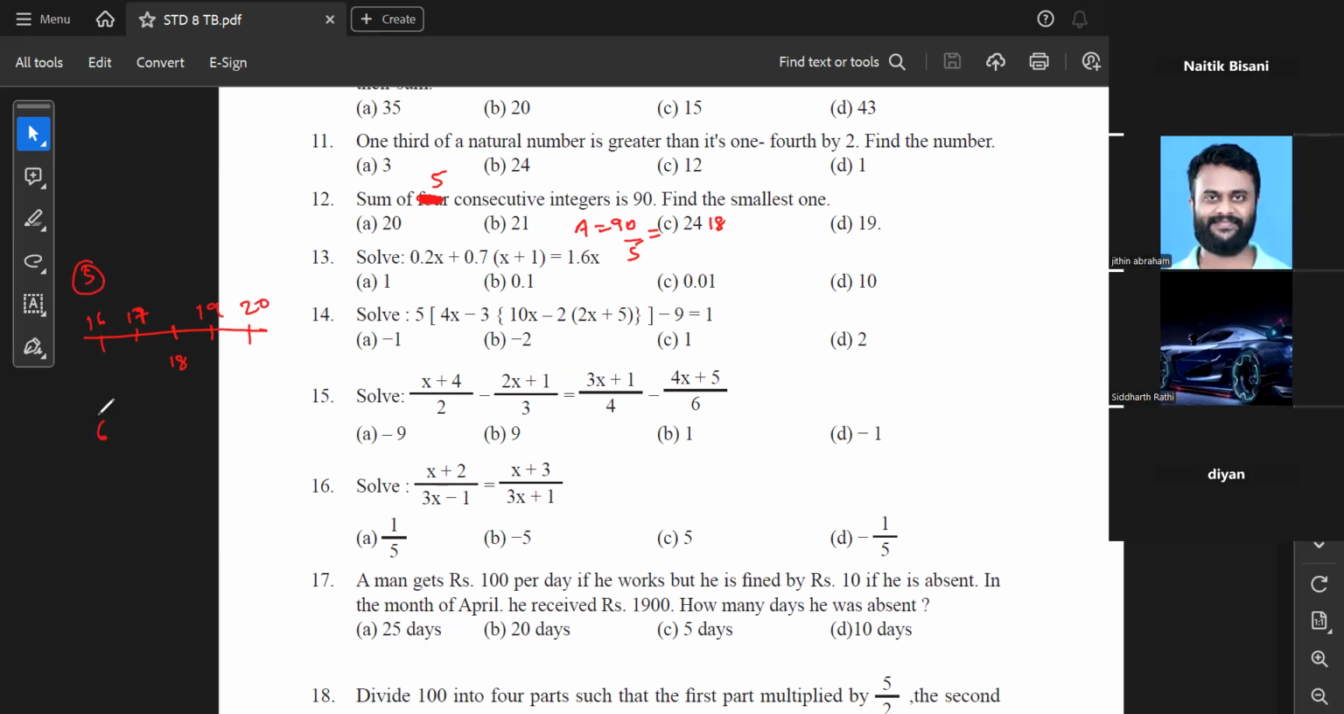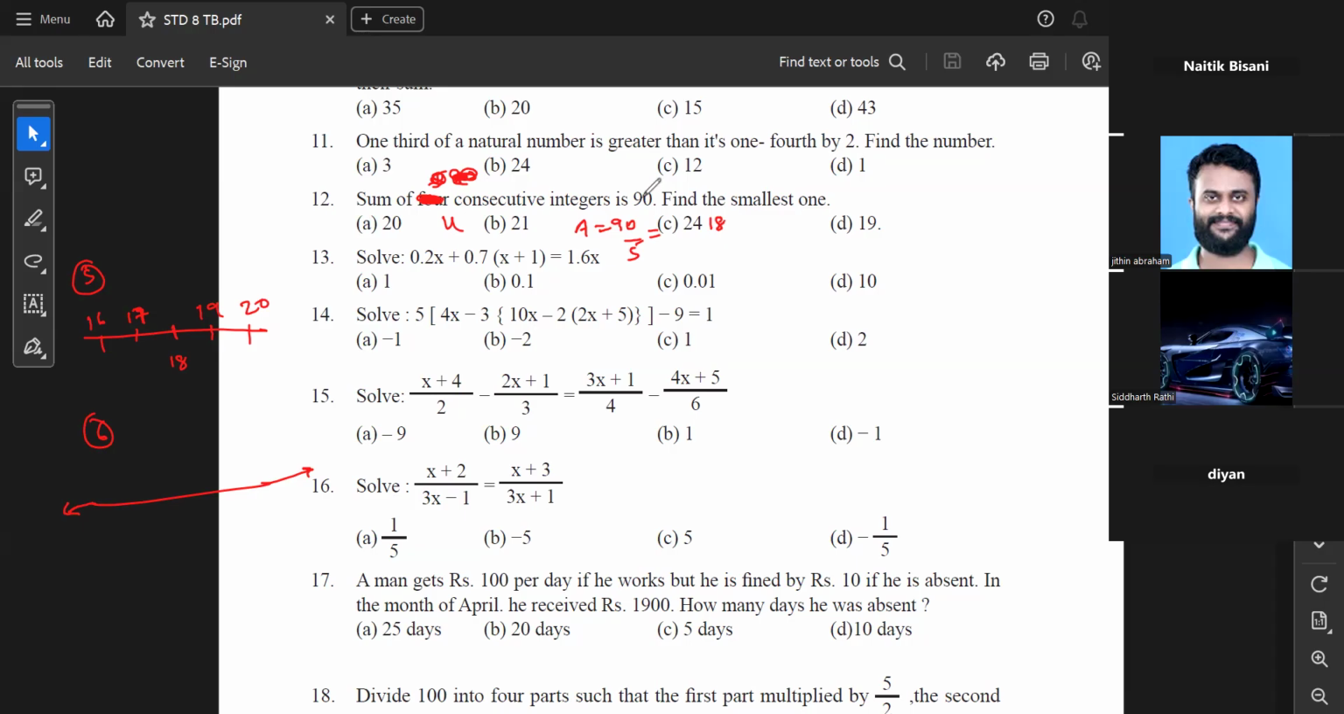I'll use another example. Yep, tell me. Sir, in this example, if 90 was not there and it was a multiple of 4, and instead of 5 it was 4, like if we take 80 and 4, how do we find the middle one, because it will already be an integer. In the question we got a decimal number.